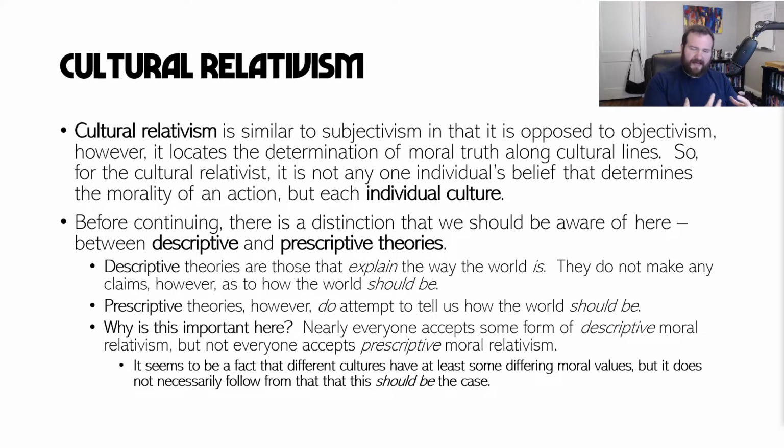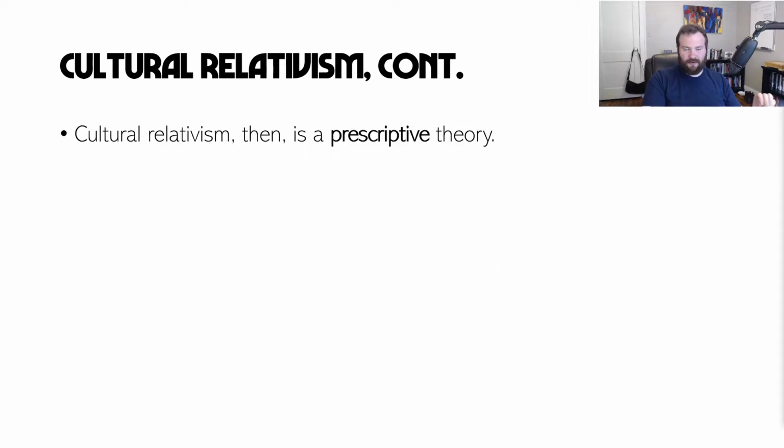Well, it means you can accept the idea that different cultures have different moral standards. Yeah, it seems to be true. Without accepting the conclusion that that means it is morally right for them to have these different moral values, right? There's a difference between the descriptive and the prescriptive claim. All of us can accept that different cultures have different ways of doing things, but that doesn't mean necessarily that they're all correct, okay? Cultural relativism, then, is a prescriptive theory.